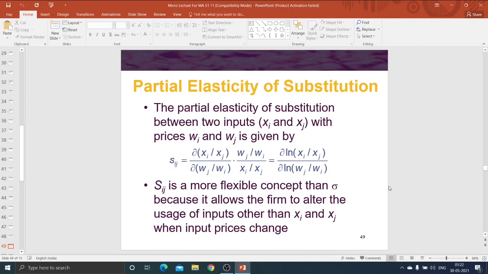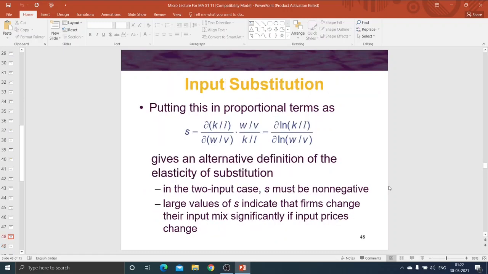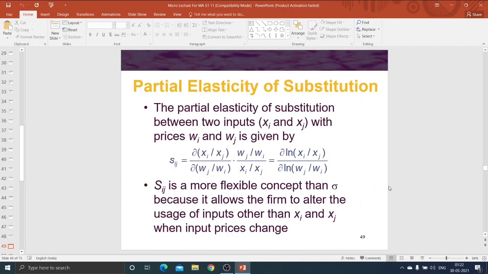The elasticity of substitution case, that is the input substitution case, we have already seen. But the partial elasticity of substitution between two inputs xi and xj with prices wi and wj is given as the following, which is already given. And s_ij is a more flexible conception than sigma because it allows the firm to alter the usage of inputs other than xi and xj when input prices change.